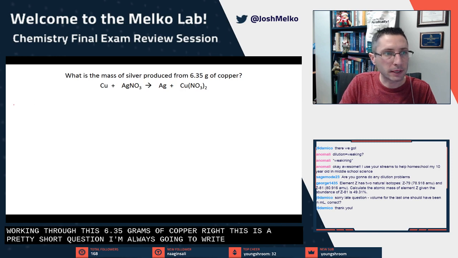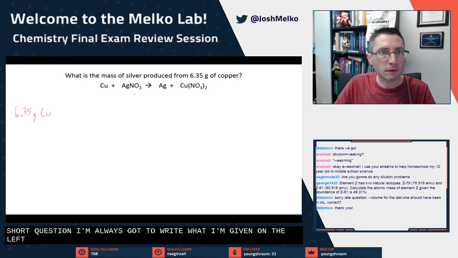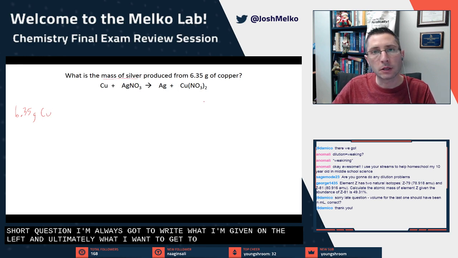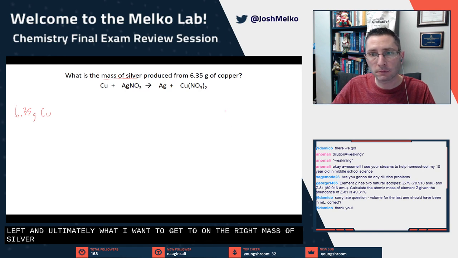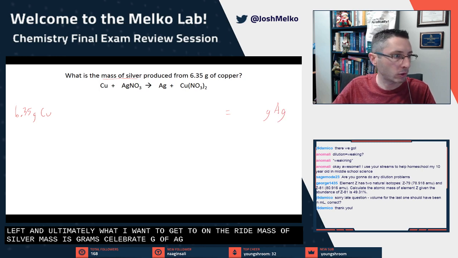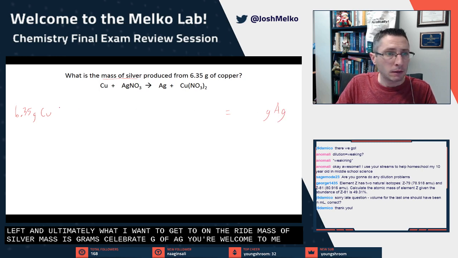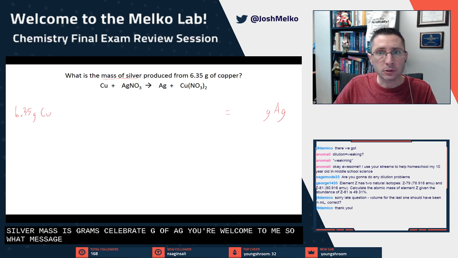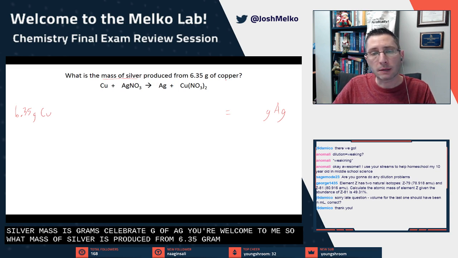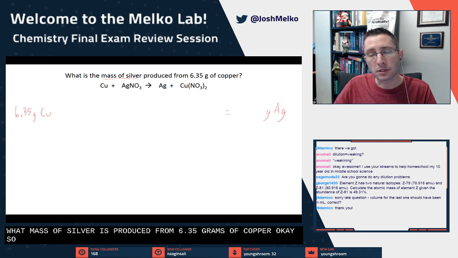I'm always going to write what I'm given on the left, and ultimately what I want to get to on the right: mass of silver. Mass is grams, so I'll write g of Ag. You're welcome, Janine. So what mass of silver is produced from 6.35 grams of copper? This is a mass-to-mass stoichiometry problem.